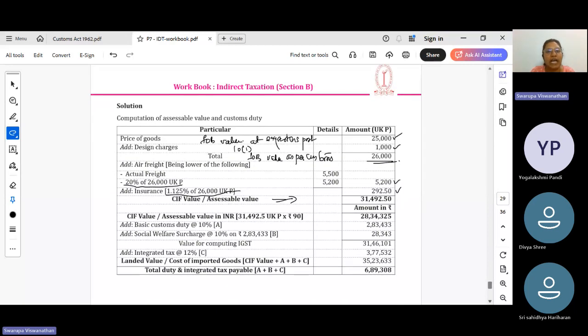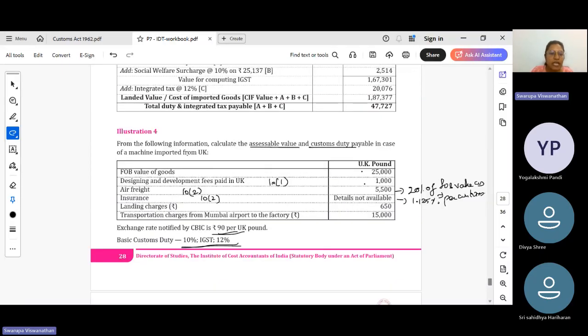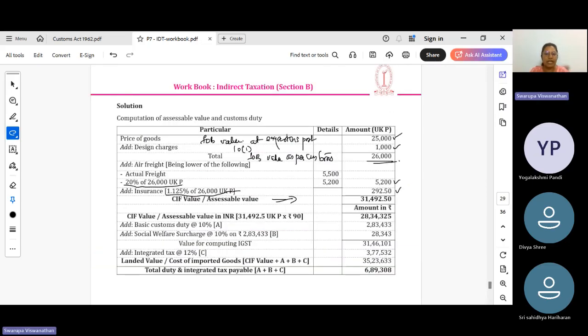Now, duty has to be calculated in Indian rupee, so we need to convert. Once you calculate this in UK pounds, you have to convert it into Indian rupee. So 31,492.50 into Indian rupee. Indian rupee is 90 rupees per UK pound. So into 90 rupees per UK pound, we will get the assessable value in Indian rupee.